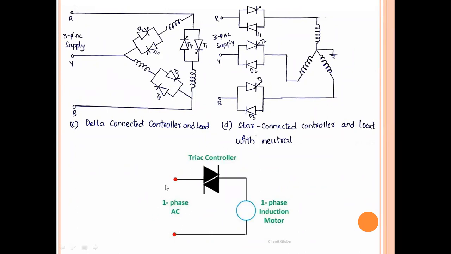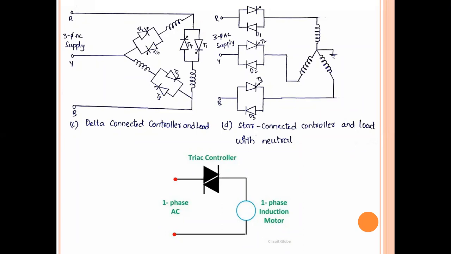Here the input is a single phase AC supply, and the load is a single phase motor, which means the stator winding contains a single winding because it is single phase. So single winding, and this is a normal AC voltage controller, generally shown with a triac switch. This is a triac switch, or you can use two thyristors in the place of this triac controller.